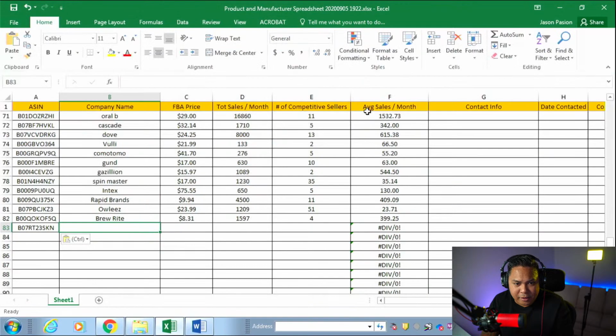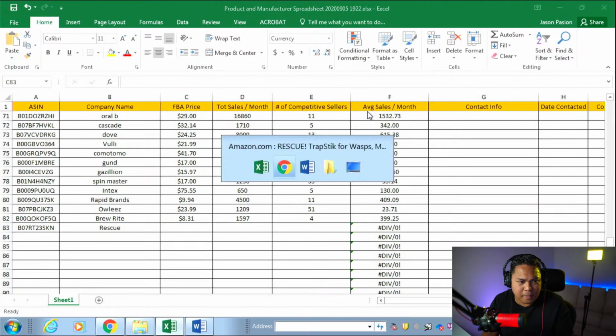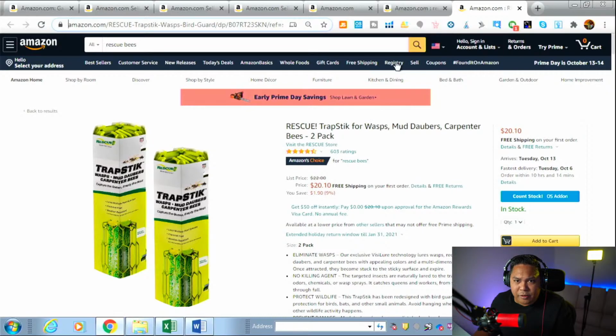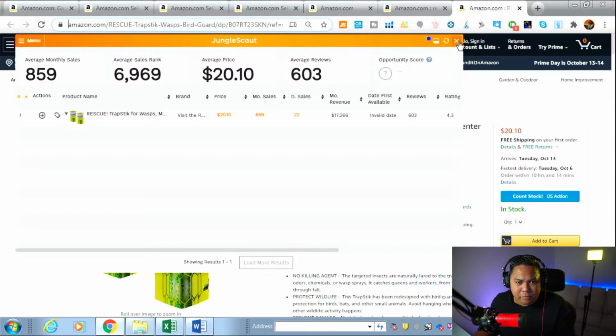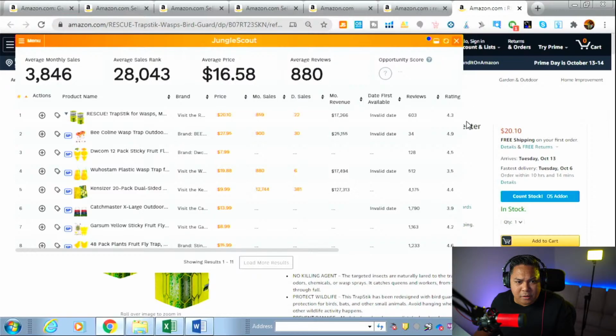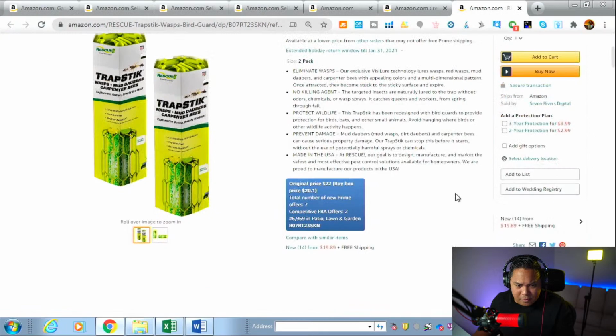Okay, the company name is Rescue. FBA price is $20.10. Total sales, we've got... This one should be good. It's got a rank of 4,000, right? So 859 a month, between how many competitive sellers? 2, 3, so worth it, 3.